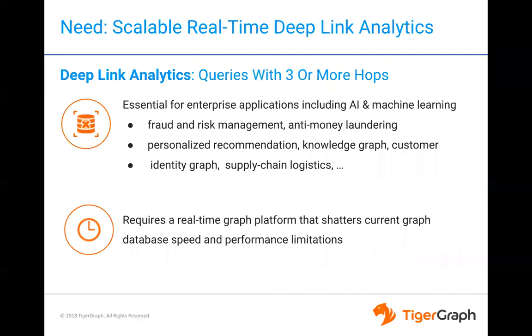So, summarizing the 3 needs, customers need a scalable, real-time, deep analytics system, where deep analytics means the ability to handle a query with 3 or more hops. This comes up in a wide range of applications, including but not limited to AI and machine learning, which itself is being used for many things, such as fraud and risk management, recommendation, supply chain logistics, etc.